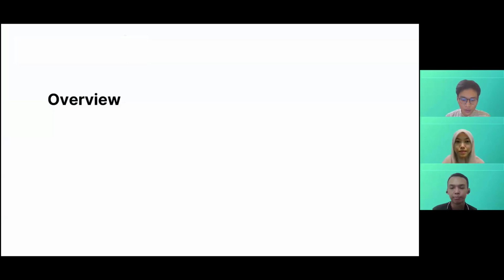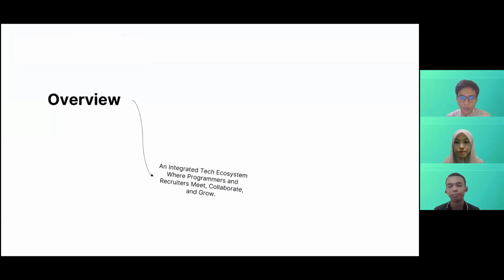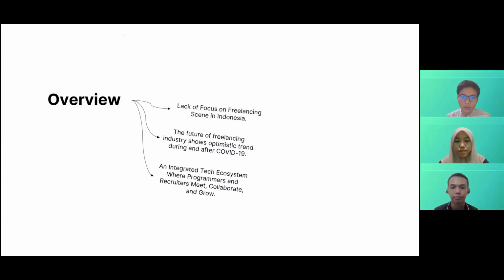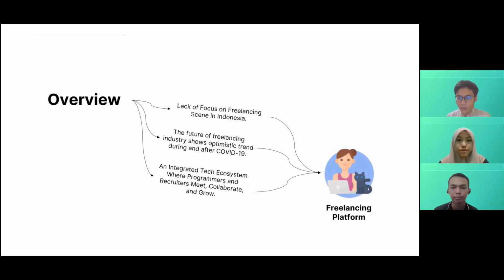First, we have an overview. We know that Kotakode is an integrated tech ecosystem where programmers and recruiters meet, collaborate, and grow. We want to strive to be Indonesia's growing all-in-one tech ecosystem. Looking at the status quo, the future of the freelancing industry shows an optimistic trend during and after COVID-19. We found a lack of focus on the freelancing scene in Indonesia itself, so we take this opportunity to build a freelancing platform inside Kotakode.